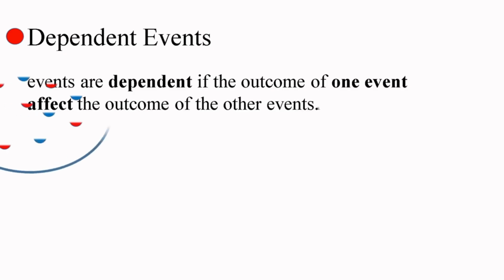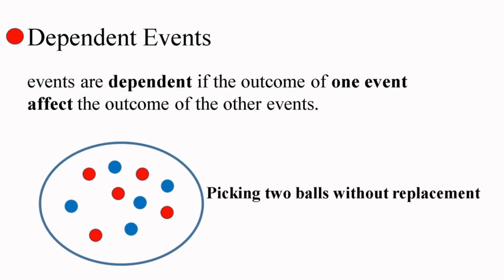What is the example of that? Assume that we have a bag and this bag contains 5 red balls and 5 blue balls. We are gonna pick two balls without replacement. Assume that in the first trial, I'm gonna pick 1 red ball. In that case, for the second trial, the sample space is gonna change. The possibility of getting a red ball is gonna change. The possibility of getting a blue ball is gonna change. And everything is gonna change. So events are related to each other and they are dependent events.